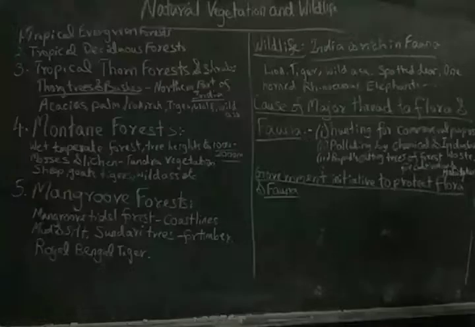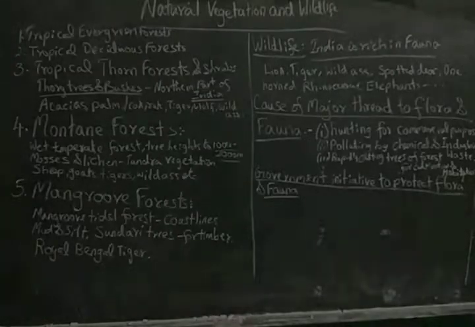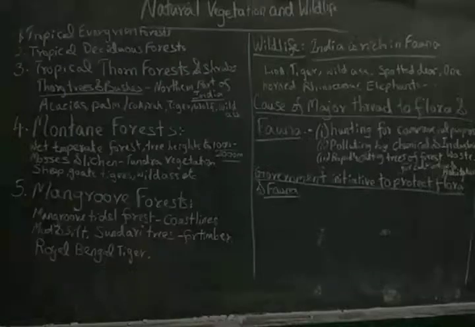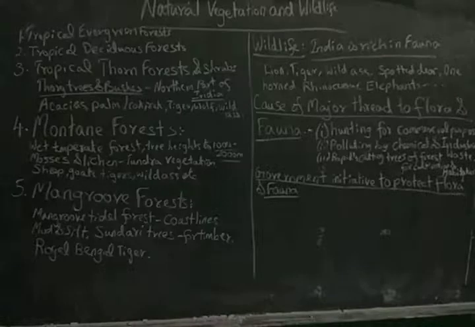And now what we are going to see is what are the government initiatives to protect flora and fauna. Mainly, 18 biosphere reserves have been set up in India to protect flora and fauna. In the same way, much financial and technical assistance has been given to botanical gardens by the government of India from 1992.